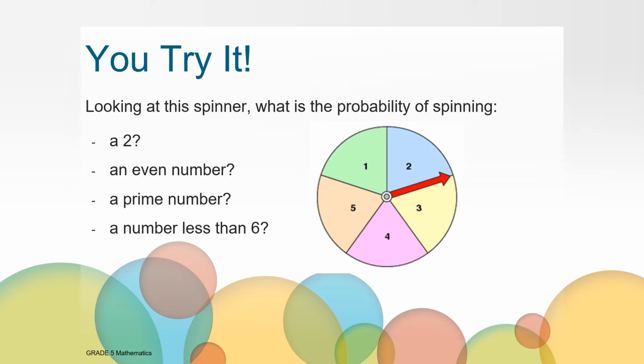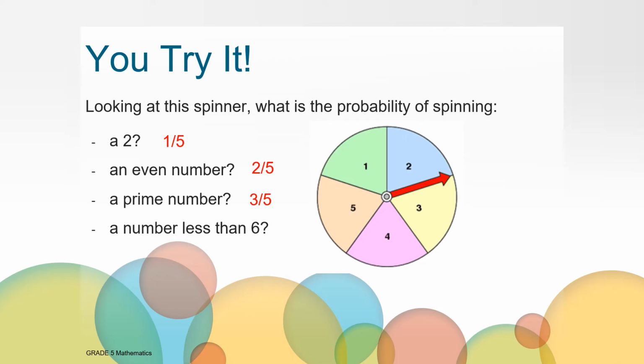Okay, let's review the answers. The probability of spinning the number 2 on this spinner is 1 out of 5, because the number 2 appears 1 time out of 5 possible numbers on the spinner. The probability of spinning an even number is 2/5, because only 2 and 4 are even numbers. The probability of spinning a prime number is 3/5, because the numbers 2, 3, and 5 are all prime numbers.